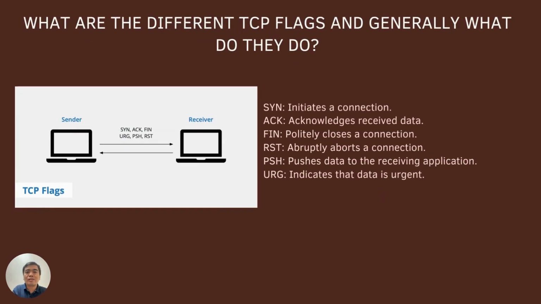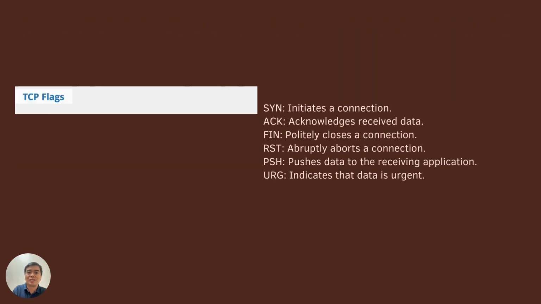What are the different TCP flags and generally what do they do? So the different TCP flags are SYN, which initiates a connection, ACK, which acknowledges received data, FIN, which politely closes a connection, RST, which abruptly aborts a connection, PSH, which pushes data to the receiving application, and URG, which indicates that the data is urgent.